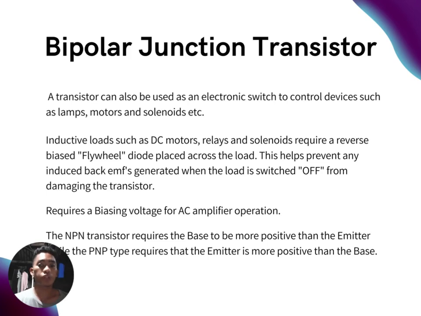A transistor can be used as an electronic switch to control devices such as lamps, motors, solenoids, etc. Inductive loads such as DC motors, relays, and solenoids require a reverse biased flywheel diode placed across the load. This helps prevent any induced back EMF generated when the load is switched off from damaging the transistor. It requires a biasing voltage as in amplifier operation. So the NPN transistor requires the base to be more positive than the emitter, while the PNP type requires the emitter to be more positive than the base.